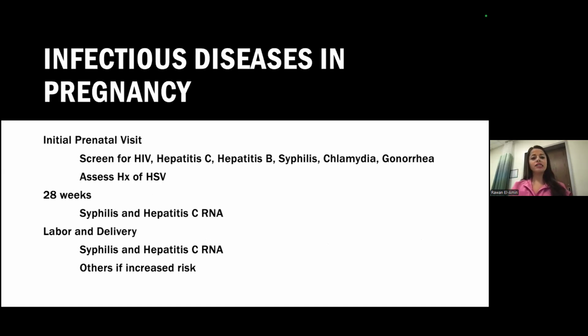So what do we do in pregnancy? Well, throughout prenatal care, there are certain times when we check for certain infectious diseases, and I'm going to go over all the times that we do screen for that. So initially, at the first prenatal visit, we screen for HIV, hepatitis C, hepatitis B, syphilis, chlamydia, gonorrhea, and assess their risk for any history of herpes or herpes simplex syndrome, especially genital herpes.